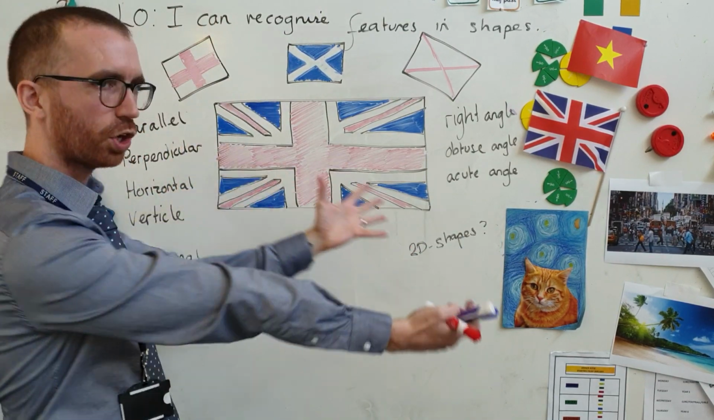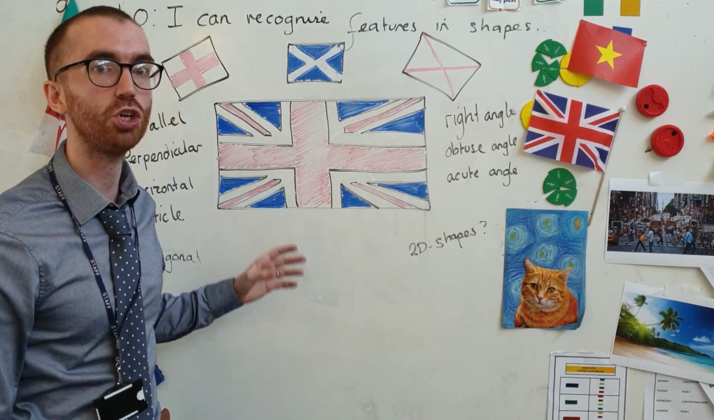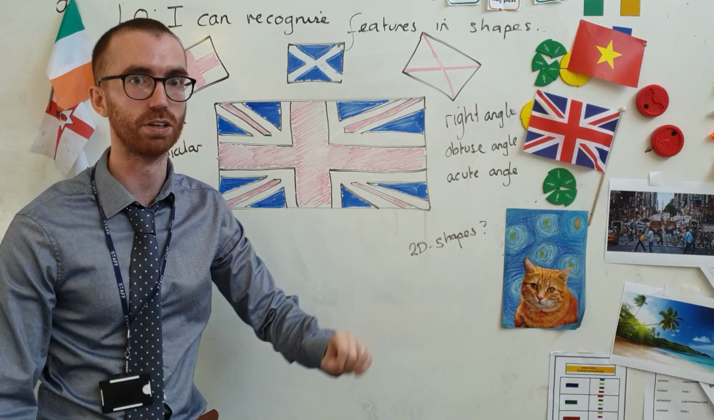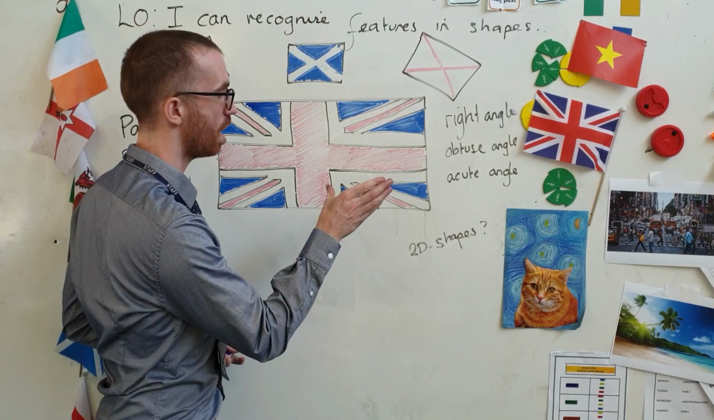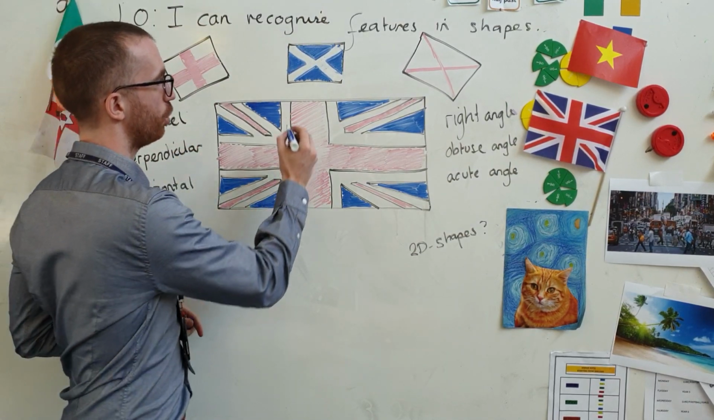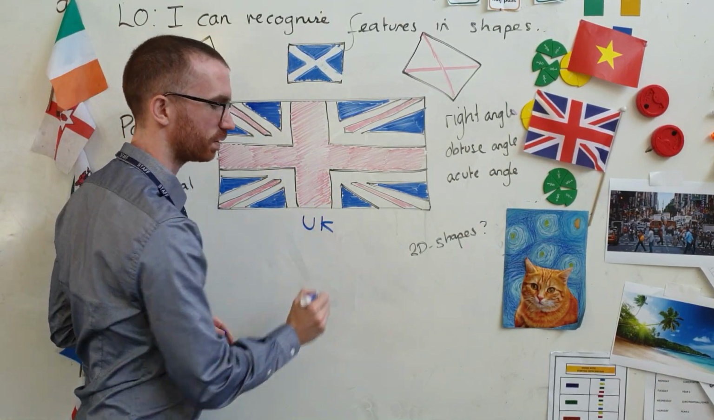And here I've got one of my favourite objects. It is, of course, the Union flag. The Union flag. Not the Union Jack, because that's, of course, a flag that flies on the back of a ship. But this is the Union flag, which is the flag of the United Kingdom, of Great Britain and Northern Ireland. So this is the UK's flag.